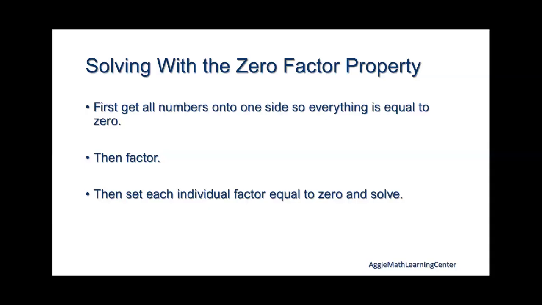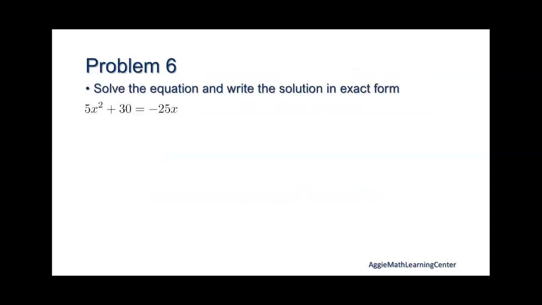So to solve this, first we're going to get all numbers on one side, so everything is equal to 0. Then we're going to factor, right? So then we have our factors, and then set each individual factor equal to 0 and solve. This comes into play, as we can see, when you have something with an x squared in it, or an x cubed. That's where we're going to want to use this property.